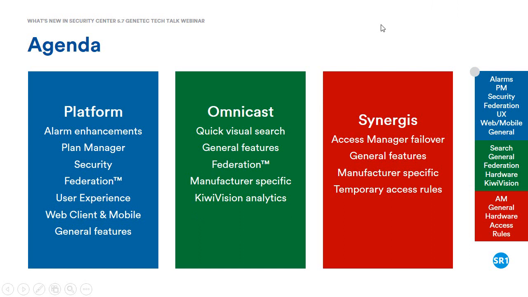Looking at the agenda for the presentation today, we're going to go over three sections for Security Center: the platform, the Omnicast video section, and the Synergist access control section. The platform is anything all-encompassing that is used in multiple parts of Security Center. We're going to talk about features in Security Center 5.7 GA, and also ones added in the recently released SR1. If you see the SR1 symbol down here at the bottom, you know that's a feature that's only been added as of SR1.